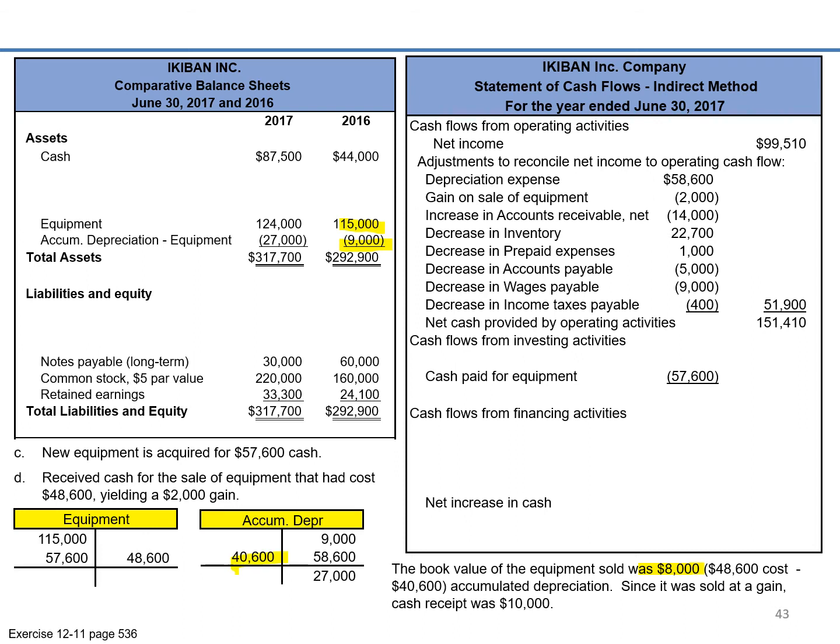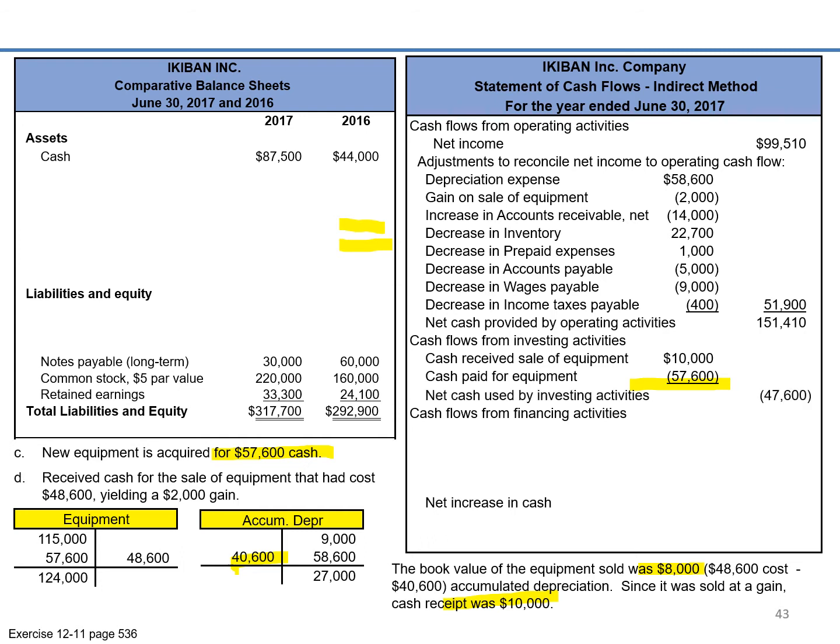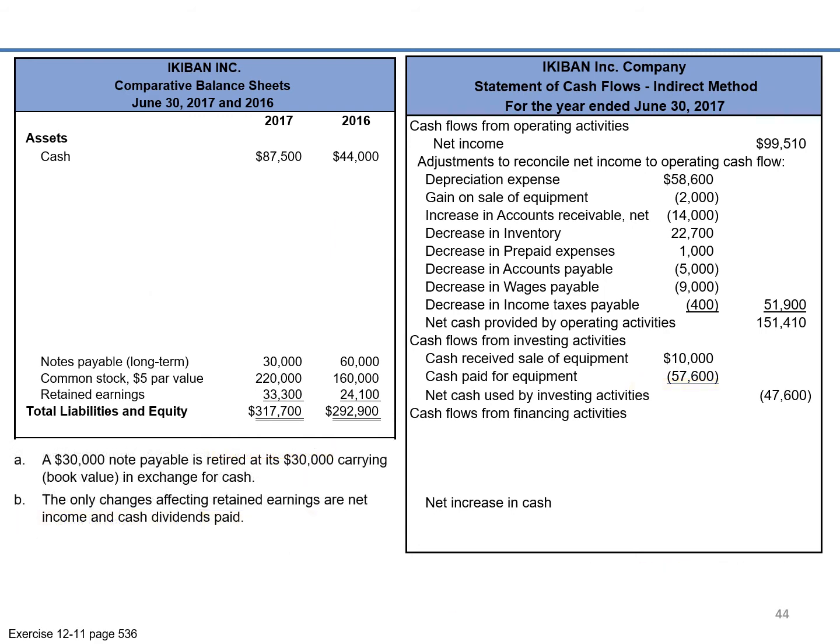And since it was sold at a gain of $2,000 and it had a book value of $8,000, that means the cash was actually $10,000. So you have your cash paid for equipment here, reducing your cash flow from investing activities, and then you have your cash received on the sale of $10,000, increasing your cash flows. So that means you've got net cash used by investing activities of $47,600. Okay. Then we go to our financing activities, which is our long-term liabilities and equity. So we have notes payable that decrease by, and there's some additional information that they tell us.